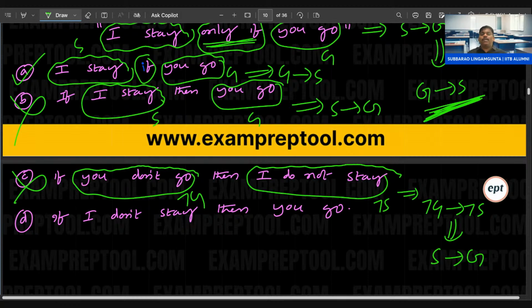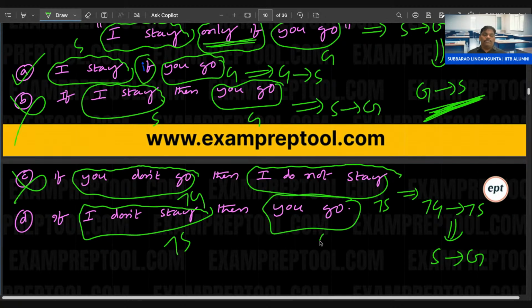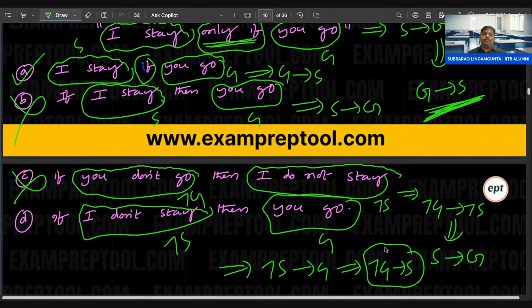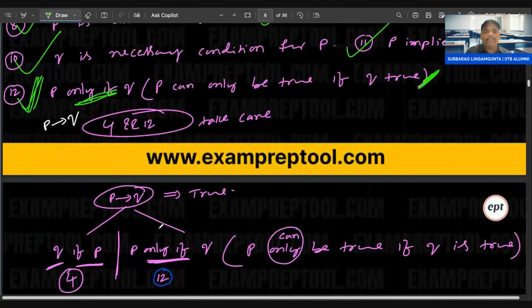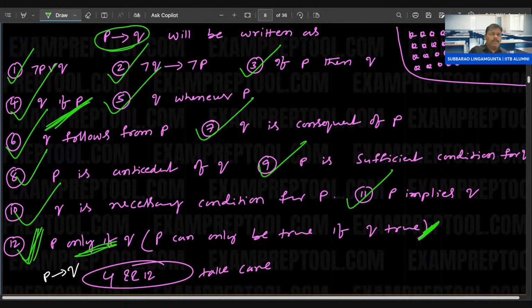Let's go to option D. If I don't stay, then you go. If I don't stay, negation S, then you go. You go means G. So it's going to be negation S implies G. This can be written as negation G implies S. I think it's not. So the answer is option A. It's a very tricky problem. But remember, it came from these 12 points. Remember everyone.